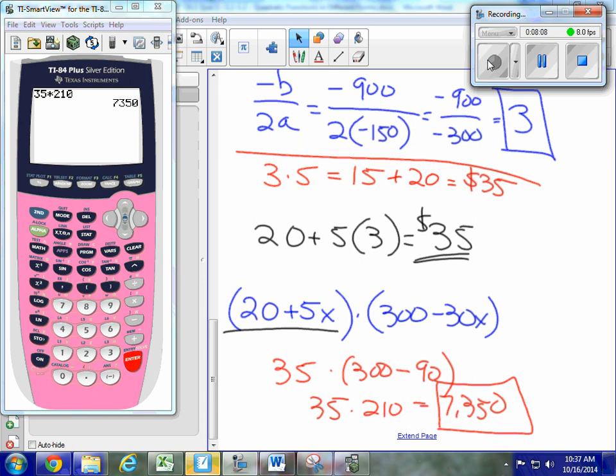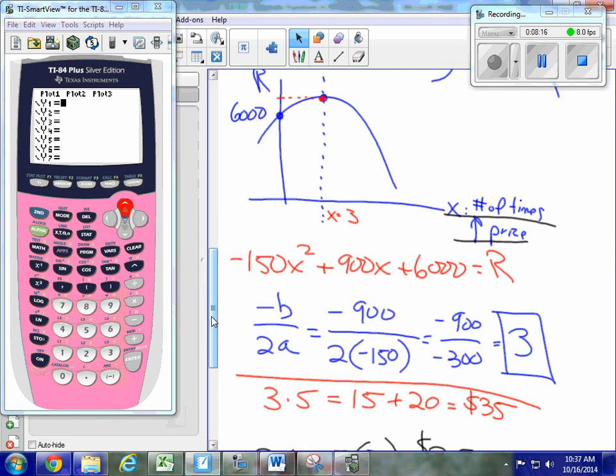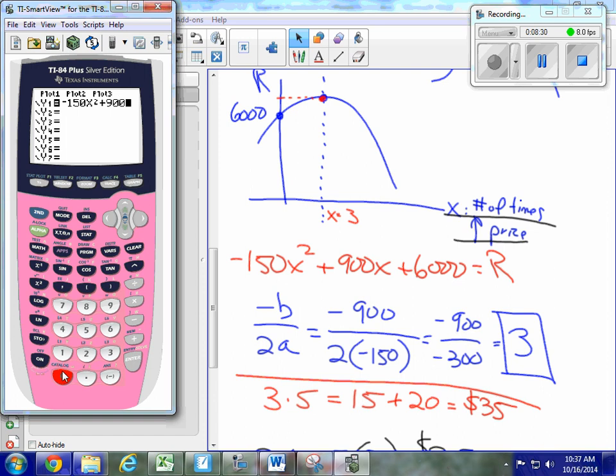Let's just graph that on the calculator so that we can see what it looks like. I'm going to graph my equation, and I may as well just graph it in standard form. I have negative 150x squared plus 900x plus 6,000. And I'm going to graph it. I'm going to go zoom 6.